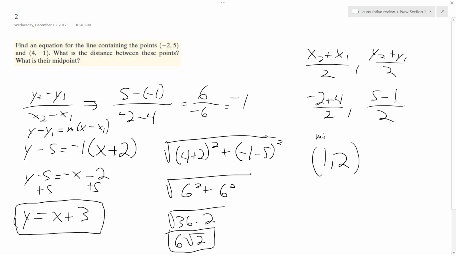All right, so that's the midpoint. Oh, excuse me, yeah, 6 root 2 is the distance, or length. And then the equation between the 2 points.